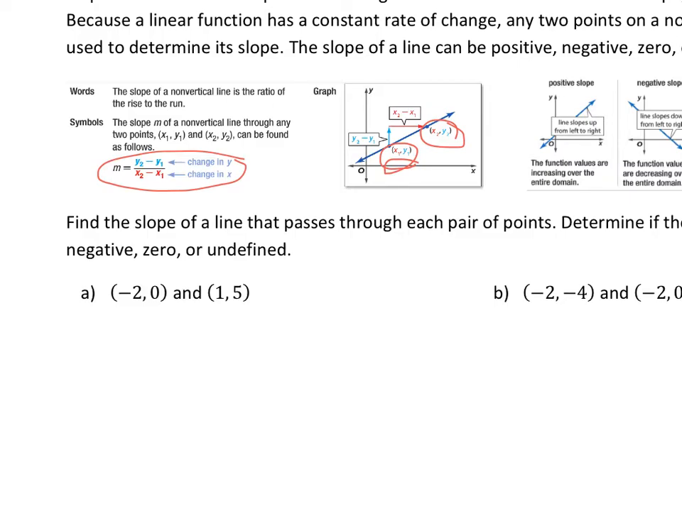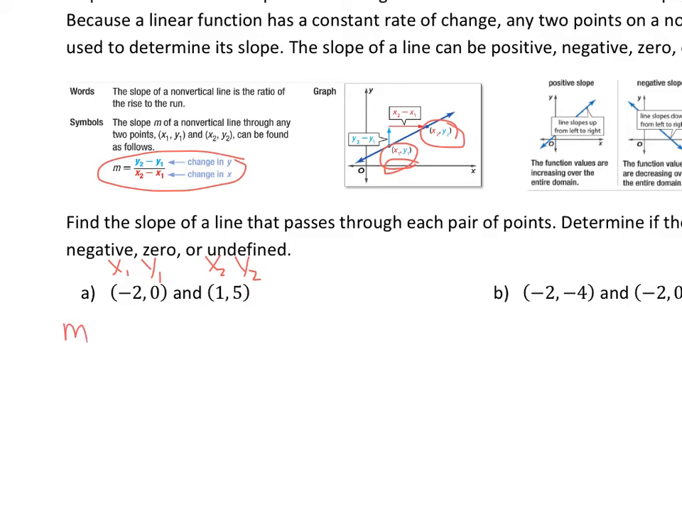So let's do a couple of these together. Let's look at A. Find the slope of a line that passes through each pair of points. Determine if the slope is positive, negative, 0, or undefined. So it doesn't matter what you label. I'm going to label this as my first point, and we have x coordinates, then y coordinates, so x1, y1. And our second point, x2, y2. Notice the 1s and the 2s are subscripts. Those refer to them being labels, not exponents.